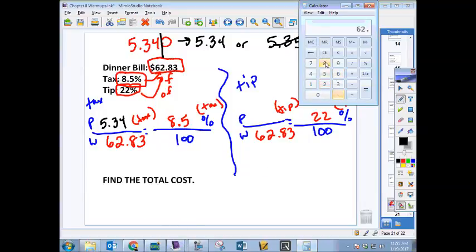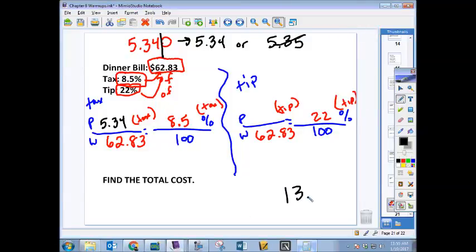Okay, we're going to cross multiply. And then we're going to multiply by 22. And then we're going to divide it by 100. Okay, 13,822. That's all the farther I need to go. This is either going to be what or what? Yep. So it's either going to be 13.83 or 13.82.